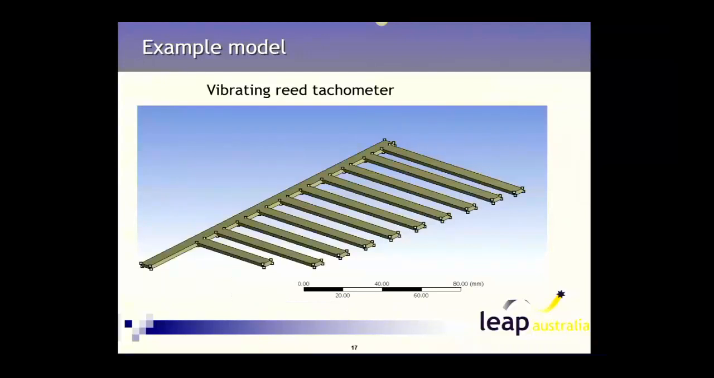Okay, so in this example here, this is basically a structure. It's a vibrating reed tachometer. So you place this on a vibrating structure and each one of those fingers will vibrate over a certain frequency band. So if you apply a certain excitation in a particular direction, it will excite certain frequencies.